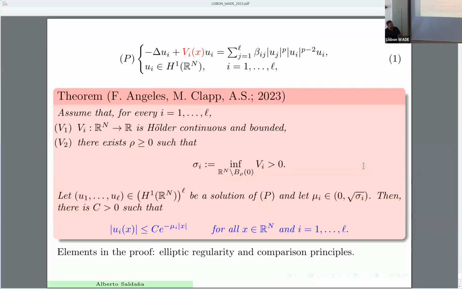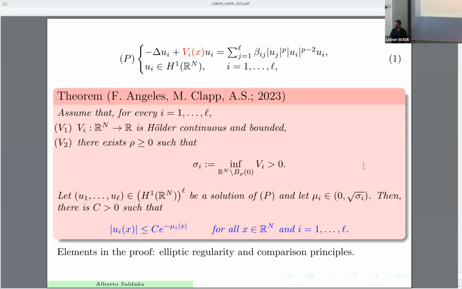And in fact, we did it a little bit more general. If we consider here different potentials that are Hölder continuous, bounded, and bounded away from zero outside a large ball, then it can happen that each component has different decays, where the mu_i is between 0 and the square root of sigma_i, and sigma_i relates to this infimum of V_i at infinity.